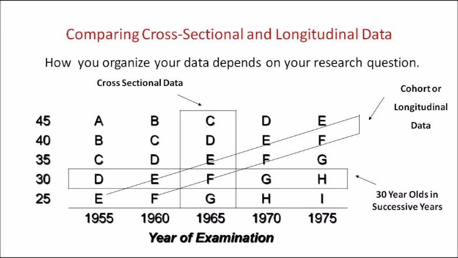Then see the longitudinal data. What is the longitudinal data here? See that E and F, an arrow line you can see. So the same people, that is E, are examined at different time points: 1955, 1960, 65, 70. So the same group of people are examined at different time points, that is, different follow-up periods are there. So that data will come as longitudinal data. Similarly F also. Then another example is like the 30-year-olds.